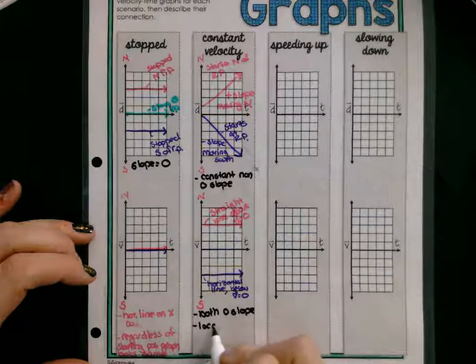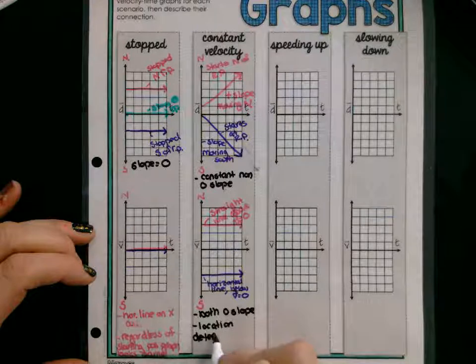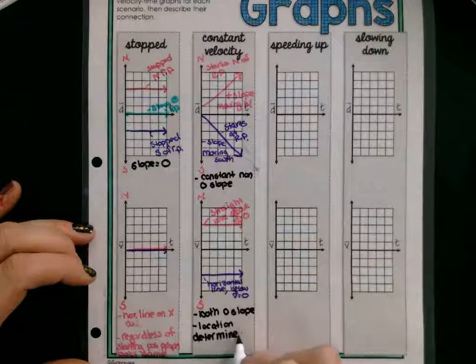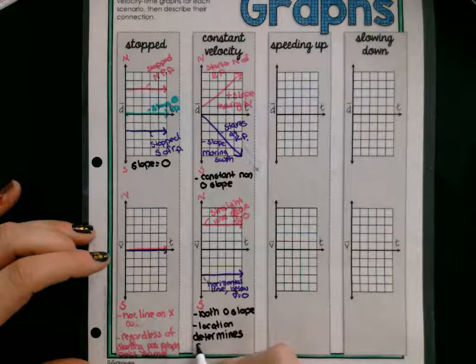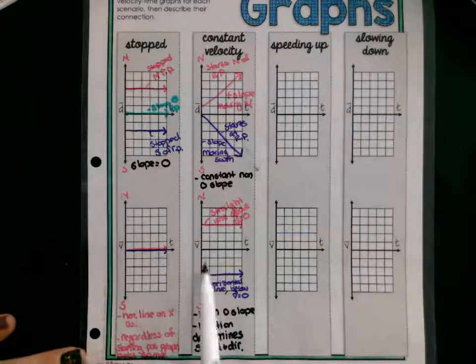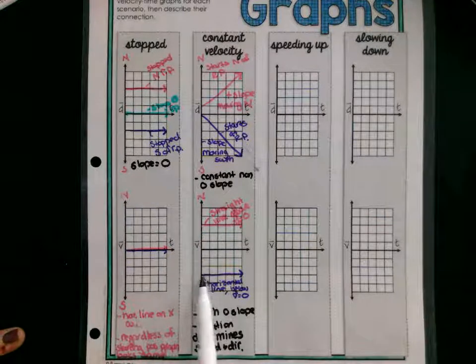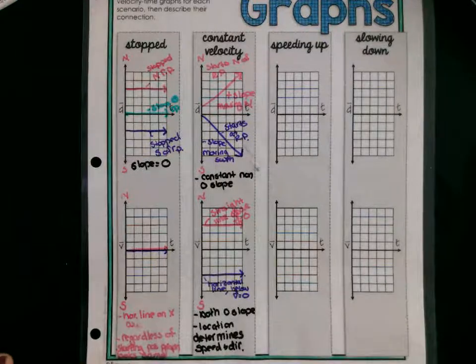But their location determines speed and direction. My speed right here is 3 meters per second and my direction is south. Here, my speed is 3 meters per second and my direction is north.